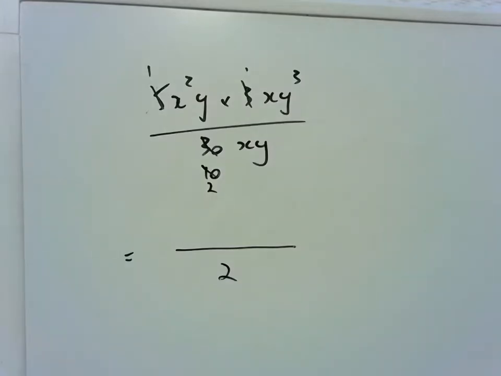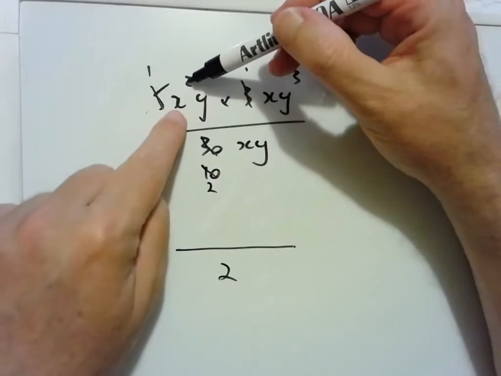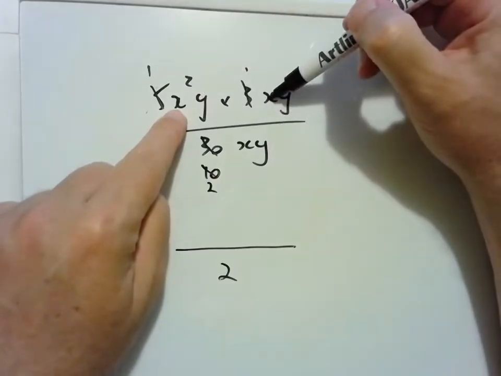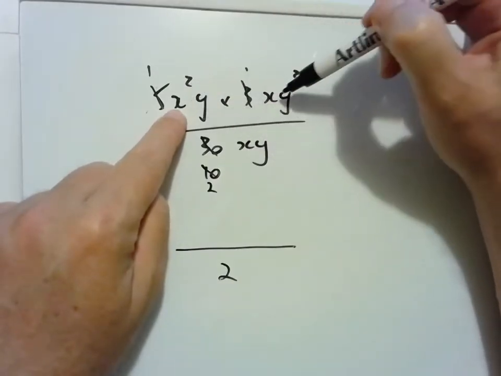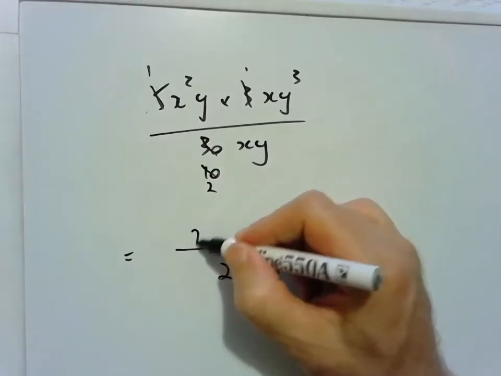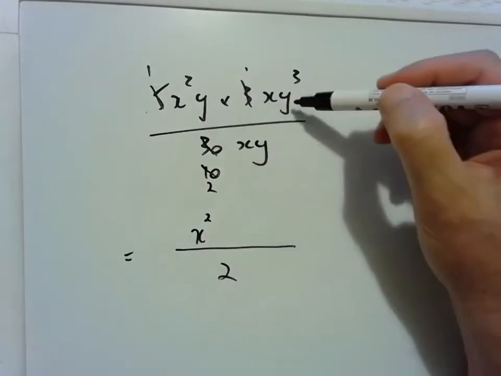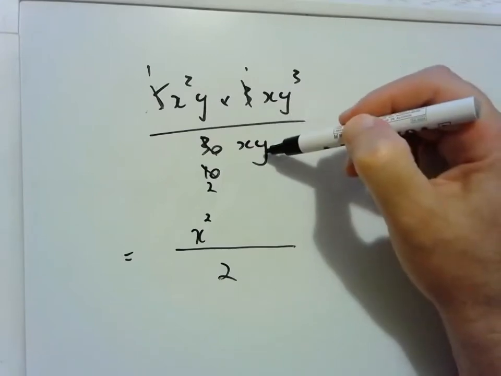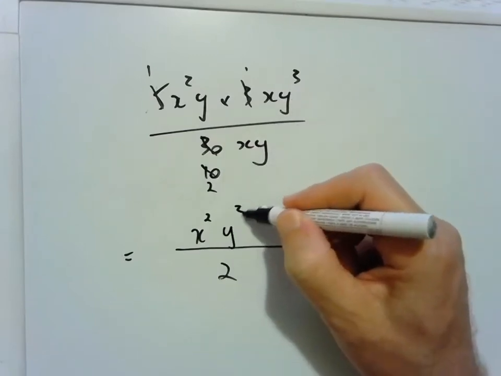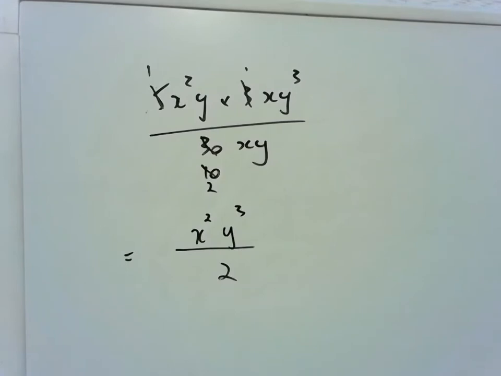Now let's look at the x's. How many x's are on top? We've got 2 here and 1 here. That's 3 x's on top and 1 on the bottom. That means I've got 2 left over on the top. And now I've got 4 y's on the top and 1 y down the bottom. And that's our answer. So if you do it one at a time, it just seems a little bit easier.